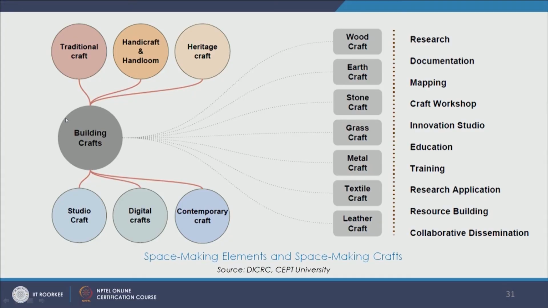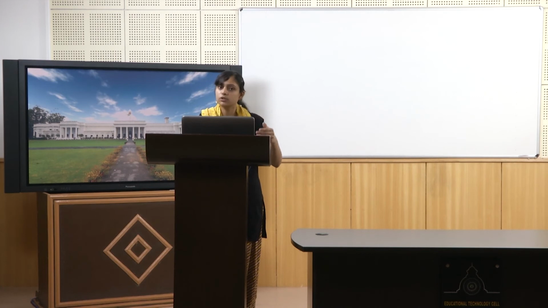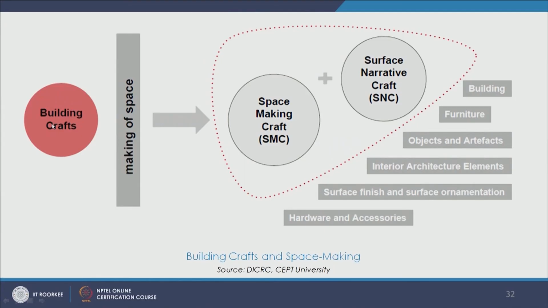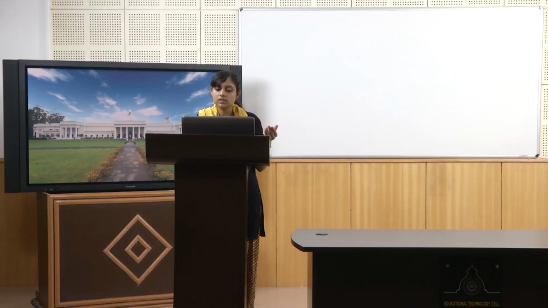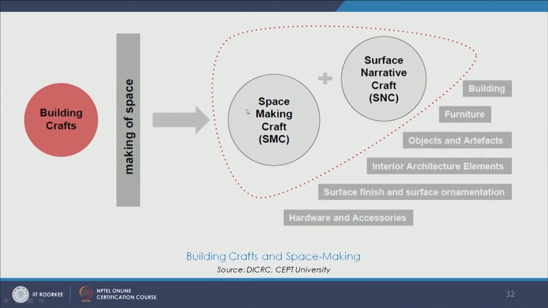Also, these building crafts, how they are defined by different materials. There are different kinds of materials, and these can be defined by them, and we also discussed the need for research and documentation and dissemination and promotion of these skills and building crafts. Also we tried to understand that building crafts contribute to the making of space, and that happens largely at 2 levels, which is the structural application and the surface application.